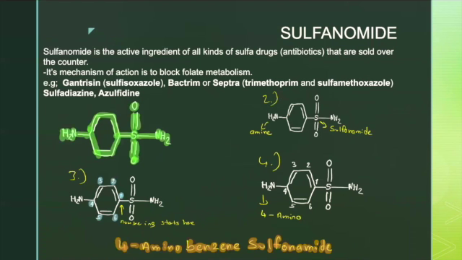Now, we're going to explore a real-world example. Sulfonamide is the active ingredient of all kinds of sulfa drugs, antibiotics that are sold over the counter. Sulfonamides work by preventing the growth of bacteria in the body by inhibiting PABA incorporation into dihydropteroic acid, which in turn blocks folate metabolism. Let's identify the IUPAC name of this structure.